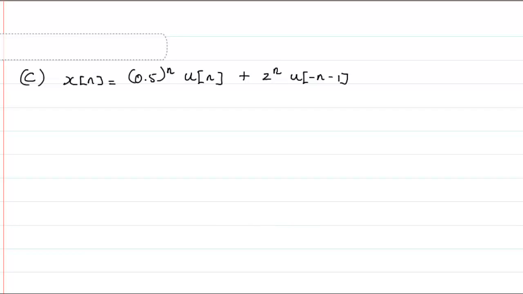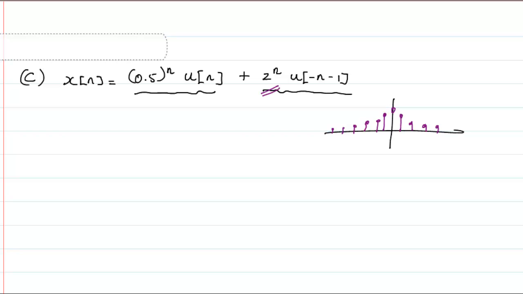Another problem, it looks like a complex problem. You are having 0.5 raised to power n u of n and 2 raised to power n u of minus n minus 1, and here what we are having is a right sequence and a left sequence. If I draw it for the positive side, it will be decaying values, it will keep on decaying. Similarly, on the negative axis also it will keep on decaying, because the value of this one is greater than 1, so that is also going to go down.